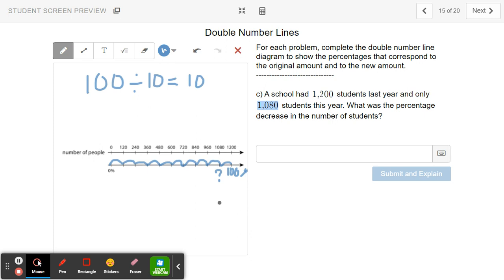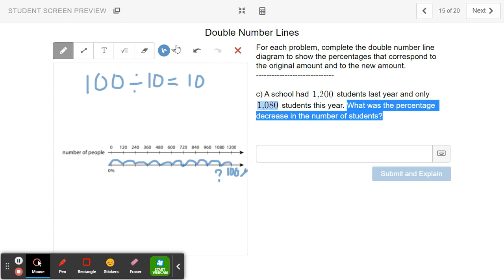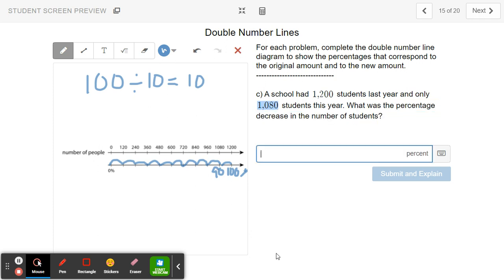So if I want to find that out, I have to think about what the question's asking. What was the percent decrease? Okay. So I know that this question mark has to be 90%, because each little jump is 10%, right? So I know it went from 100% to 90%. Be careful, I have a lot of students who like to put in 90, because that's what the 1,080 students goes with, 90. But they're saying, what percent did it go down by? So I know it went down by 10%.